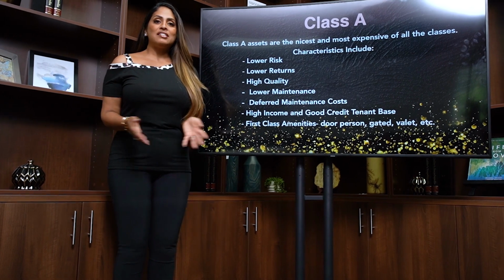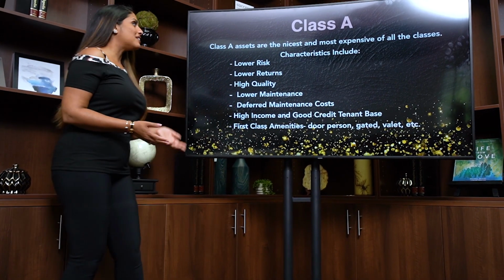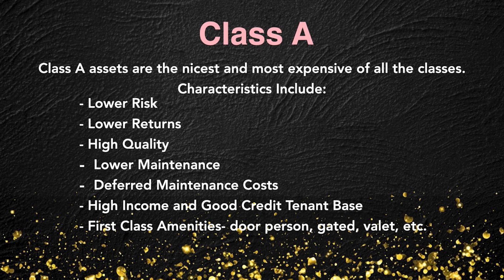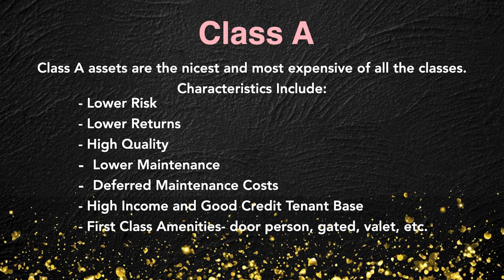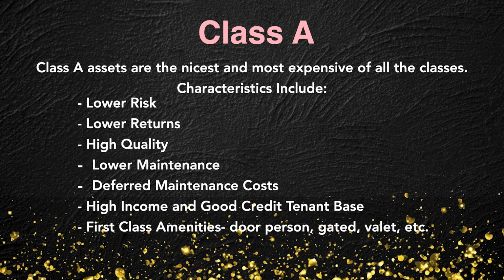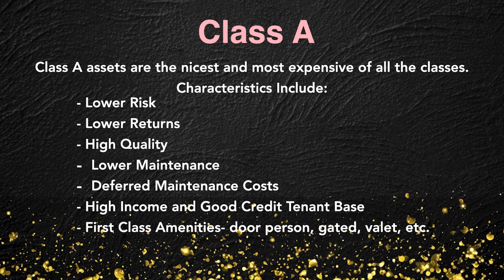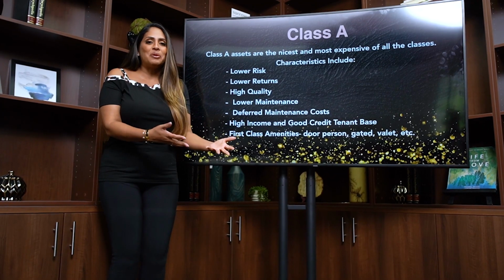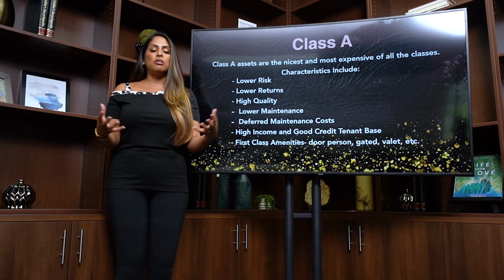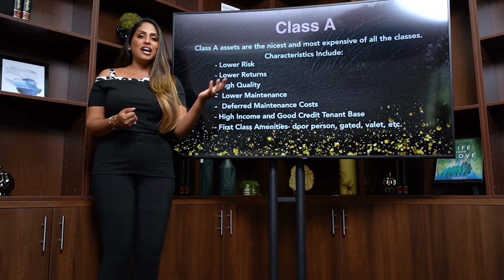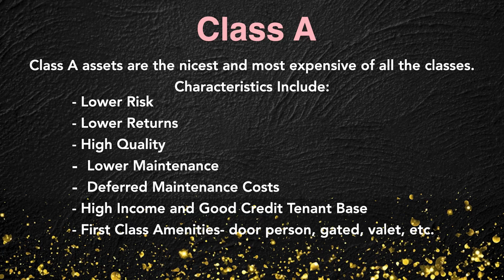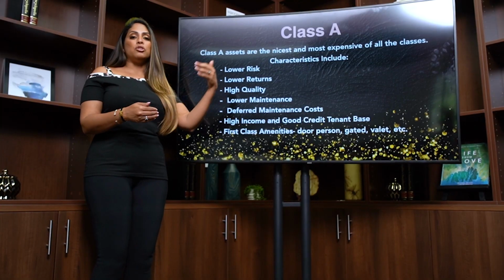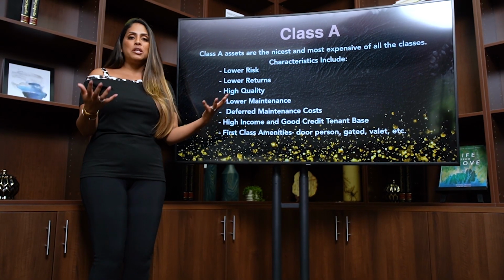The first asset class that we're going to talk about is Class A assets. Class A assets are usually the nicest and most expensive of all the asset classes. Some of the characteristics in Class A buildings include they are lower risk investments because they're more stabilized. They generally produce lower returns because they're lower risk. It's called a risk-adjusted return. The lower the risk, the lower the return. The higher the risk, the higher the return. They're usually very high quality because they are newer build, so it might be a 2022 or 2020 or 2021 build.